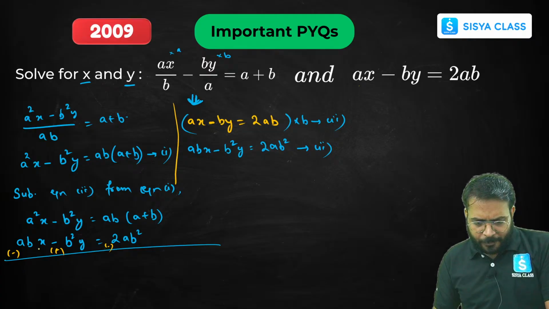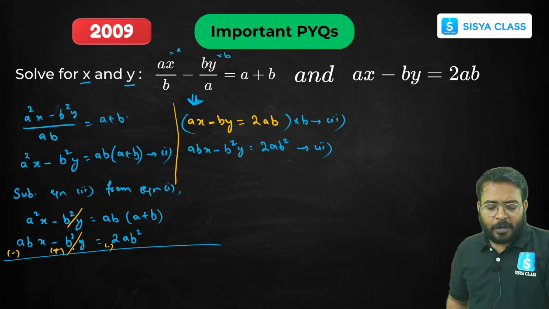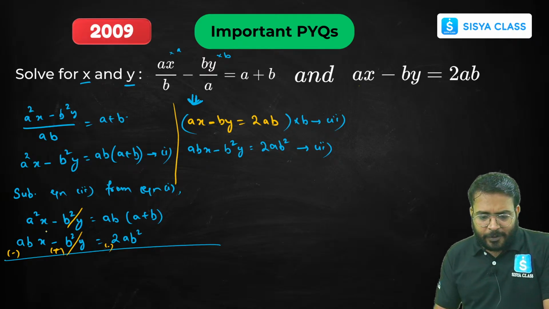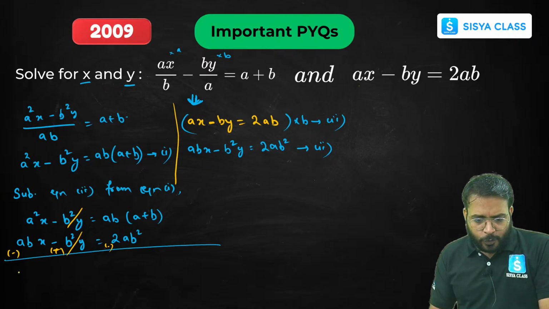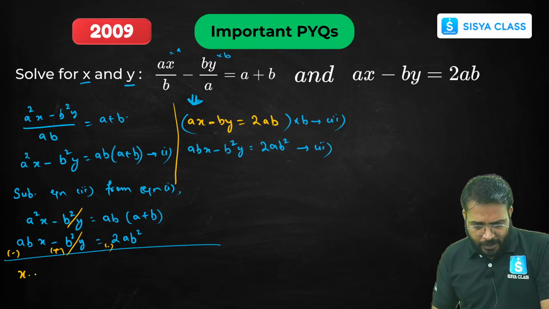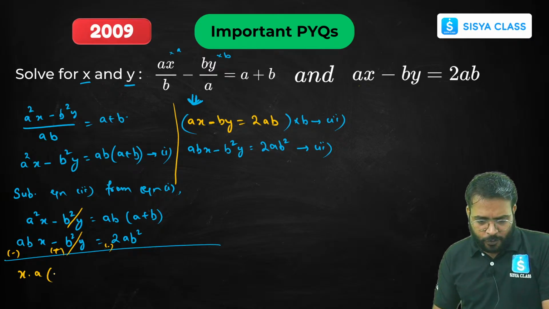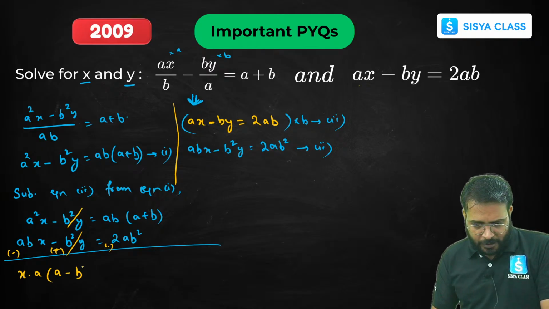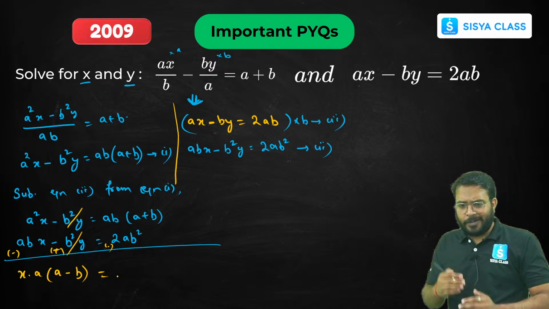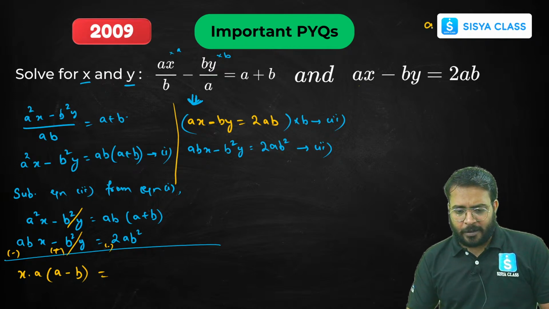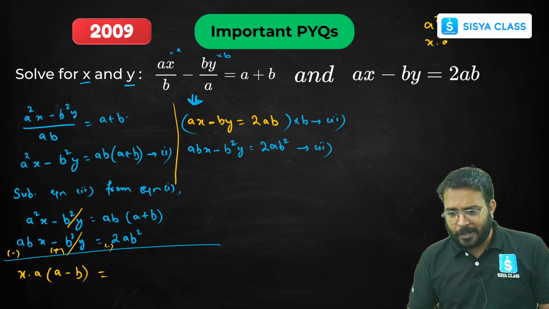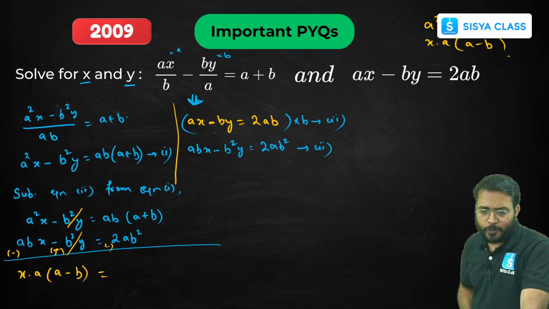Now what I will get? The minus b square y and plus b square y will get cancelled. Now what am I left with? I am left with a square x minus abx. Here I can take x common, and I can take a also common, and what I will get is a minus b. You can write it like this. So you will have a square x minus abx, and here you can take x common and a common and you get a minus b. This is what I have written here directly. Understood my point?